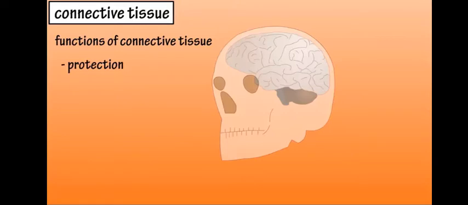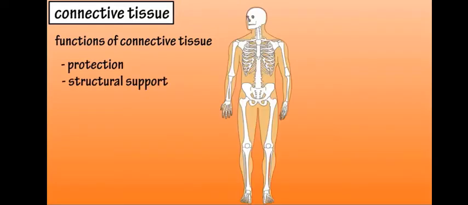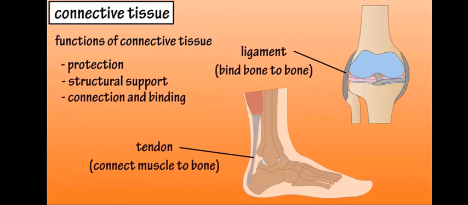There are many functions that different types of connective tissues perform. In many cases it provides protection for internal organs. For instance, the skull protects the brain. It can also provide structural support, as bones provide the framework for the body. Connective tissues connect and bind certain structures. For instance, ligaments bind bone to bone, and tendons bind muscles to bones.